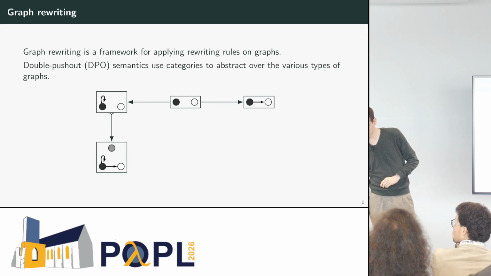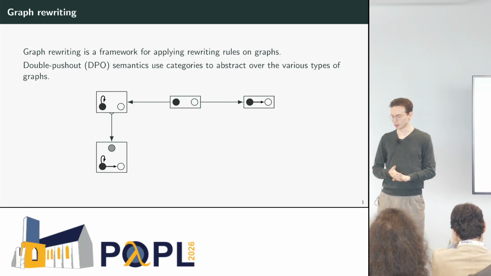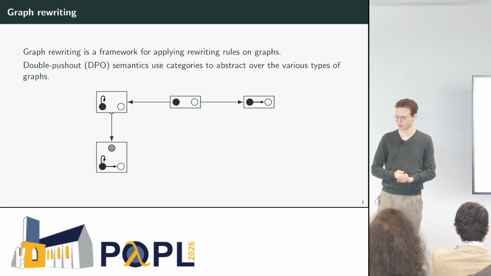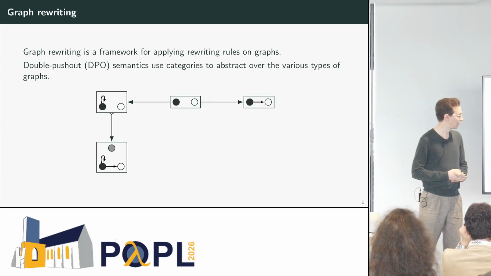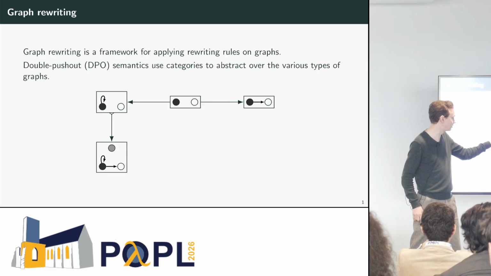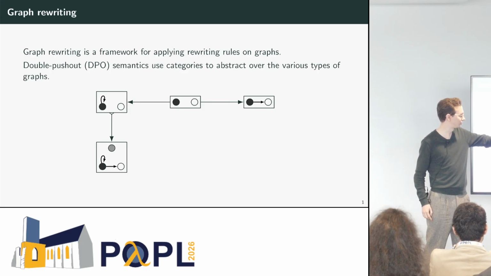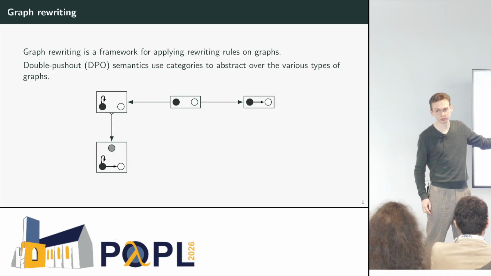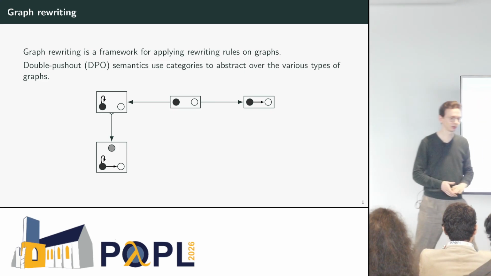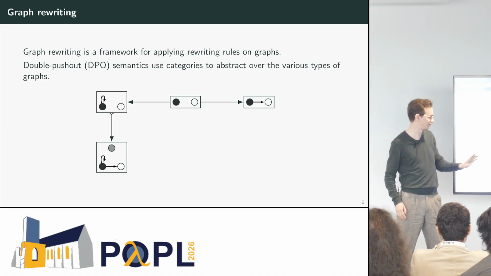There is a framework called double push-out semantics. It's not the only categorical framework to do that, but this is the one we are interested in. Here is an example. The rule is at the top. You can say this is the input, this is the output. What this rule does is that it takes a graph with two vertices and one self loop, and it will delete the self loop and add an edge between the two vertices. Here I use colors to show you how the morphisms map vertices.